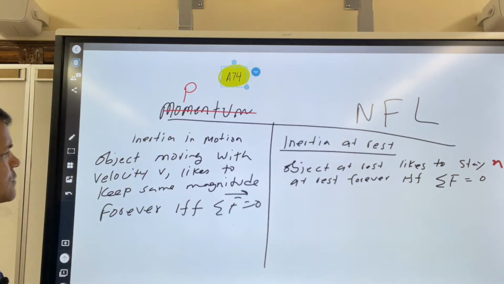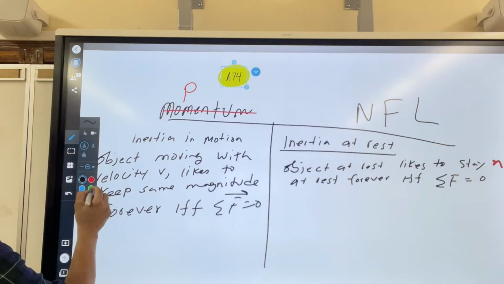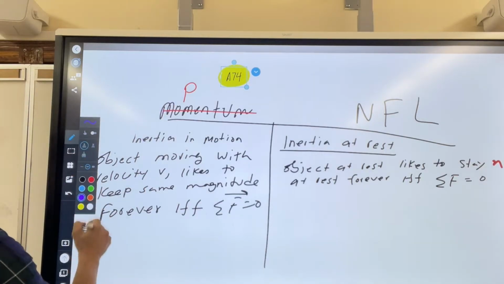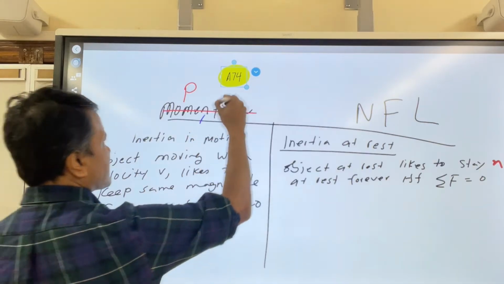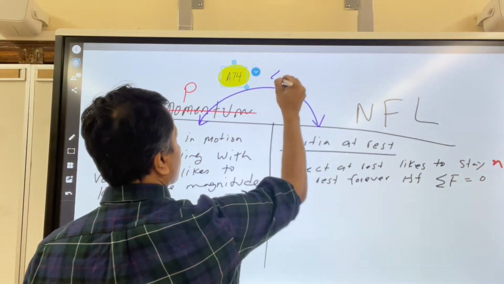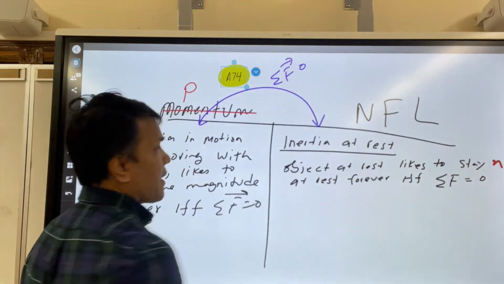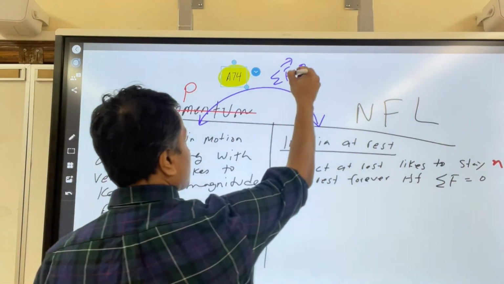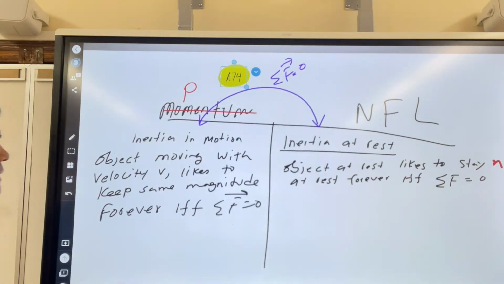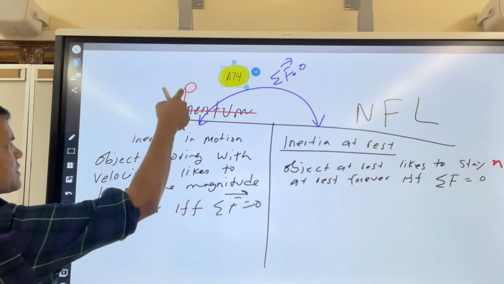So, Newton's first law and momentum are connected by the idea that net force is 0. Since we made that connection, we can give an equation. So, that takes us to the equation.